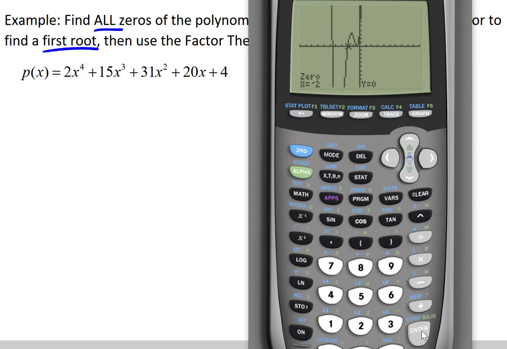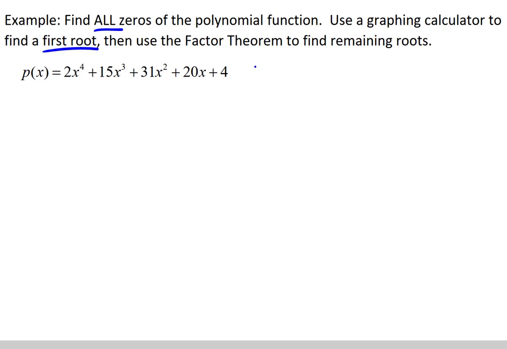Let it think for a moment, and it gives the value -2 for x and 0 for y. So sure enough, it hit it right on -2, 0. That's right at the x-intercept. So we can say, thanks to our calculator, that c equals -2. Remember, c is just a variable used to represent a root, and the calculator told us -2 is one such root.